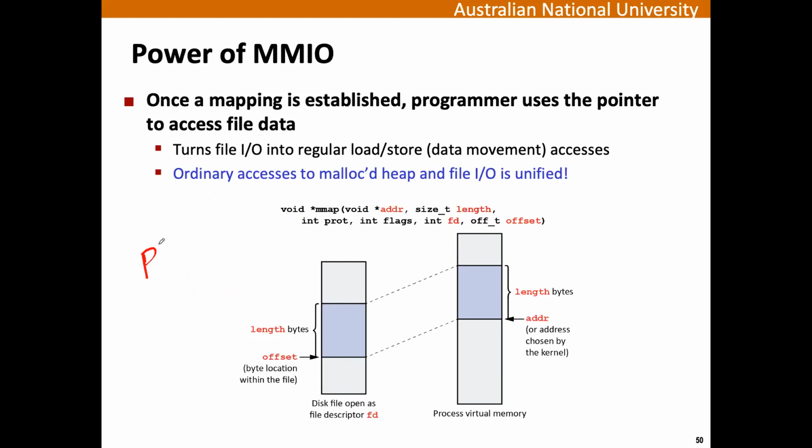Now, the drawback of this approach is nothing is free. You avoid the overheads of system calls, but you pay the overhead of page faults. Page faults are also expensive. We spent a week on that. You have to do a TLB access, you have a TLB miss, and you have to do a page table walk, you have to do this, you have to do that.